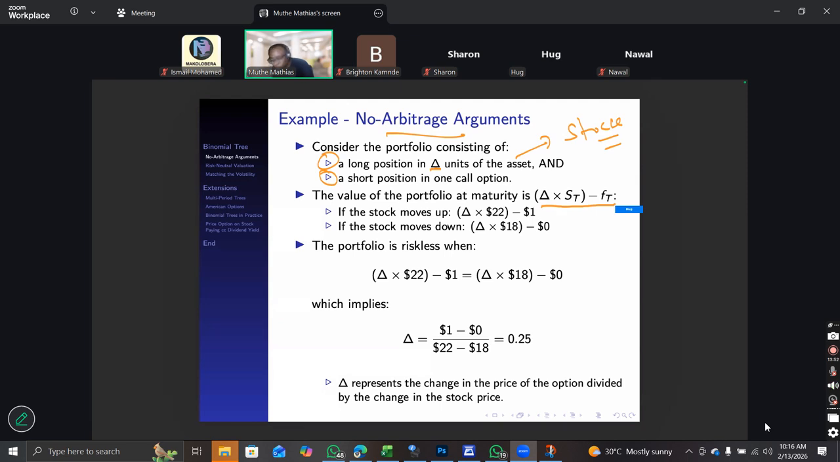The value of that portfolio will be this one here. Why? Because we know we have a long position, because it's positive, we have ST multiplied by the units which you have. So in this case here it is delta. So this is actually the value from the stock side. And remember, we have a short position in a call option, so this needs to be negative. That is why you can see here I'm using negative, because I have a short position.